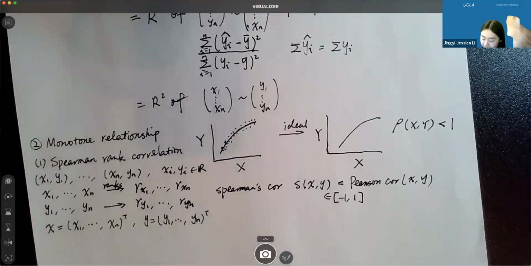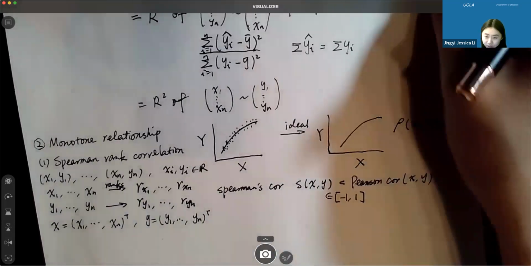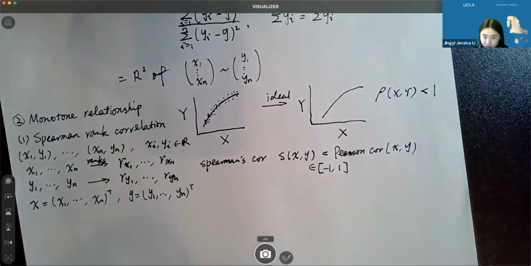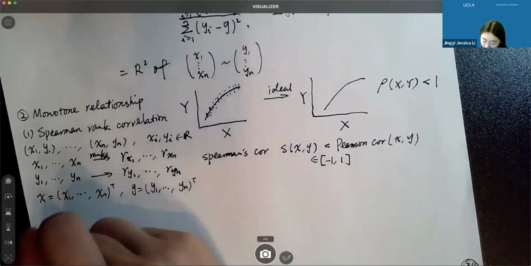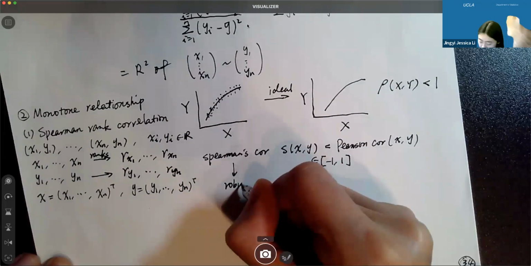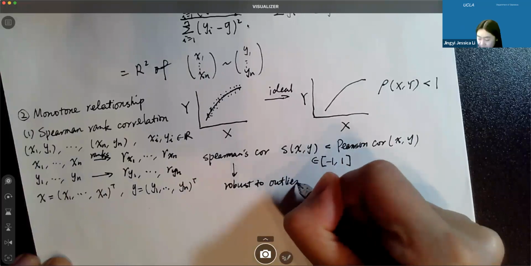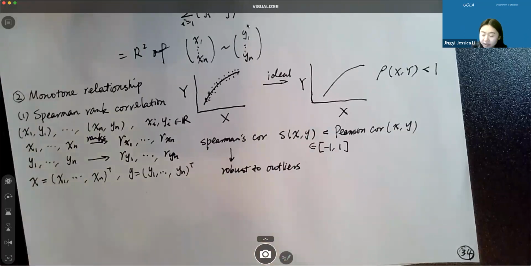And second, because of this rank conversion, Spearman rank correlation is less sensitive to outliers. So I would say that this makes it robust to outliers. That's why in bioinformatic analysis, sometimes this is what we need when we do data exploration.